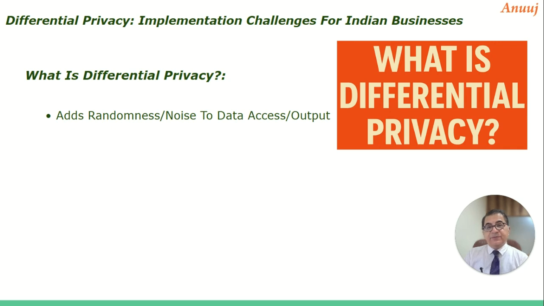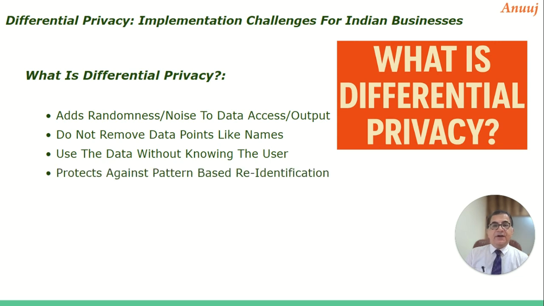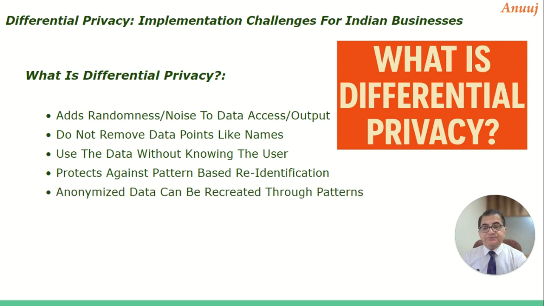So what we do in differential privacy is that we add another layer of randomness or noise when we are accessing data, when we are taking an input or an output of the data. We do not remove data points like names. We do not remove Aadhaar numbers, but we add randomness that makes them not readable with the naked eye, right? Until we do a reverse differential privacy, for which only we have the algorithms, not the unit that is doing the research on it. So that protects us against pattern-based re-identification that anonymization, unfortunately, is not able to control.